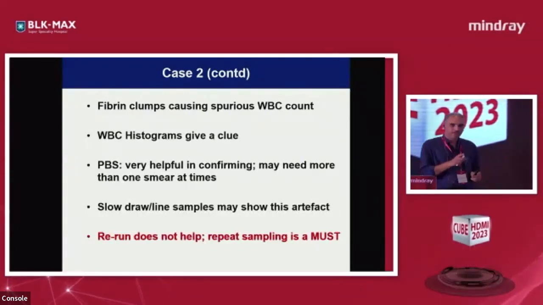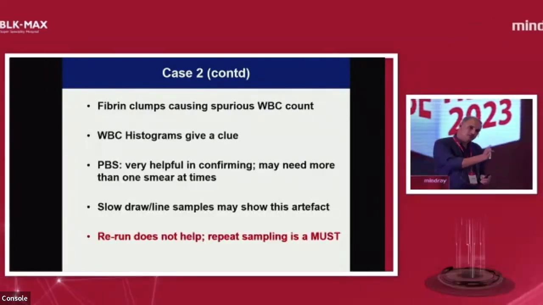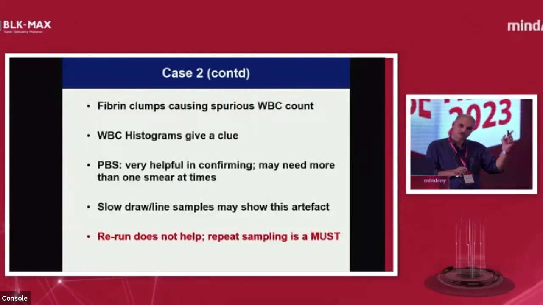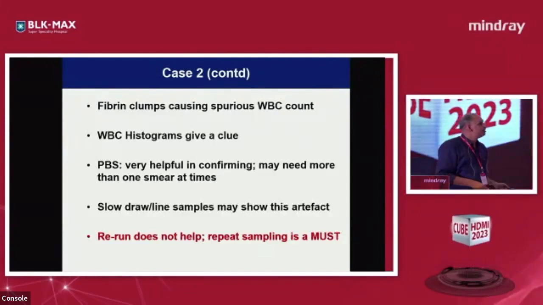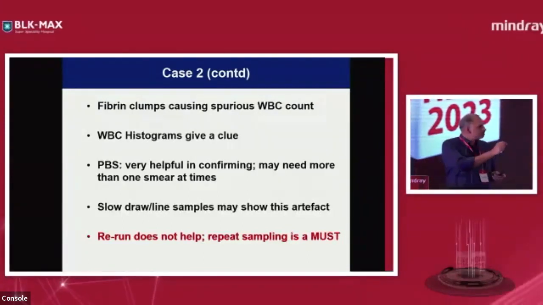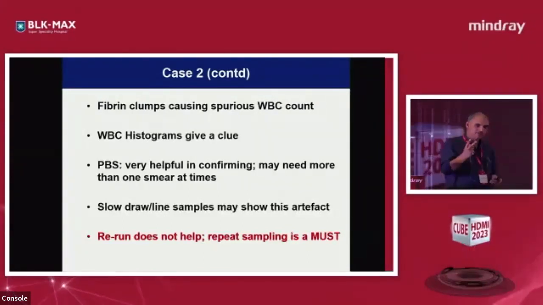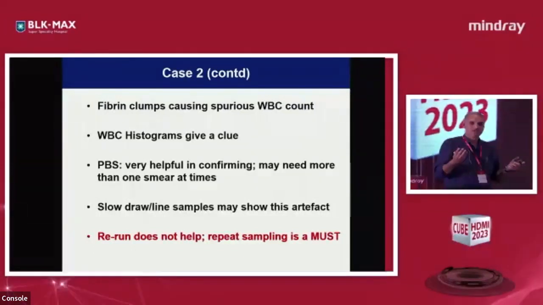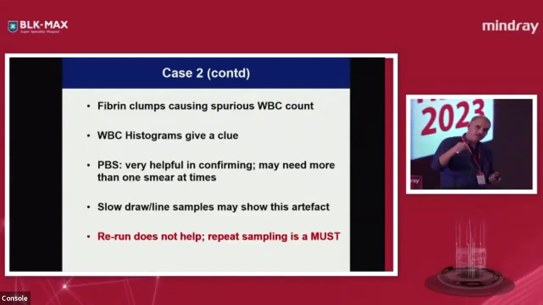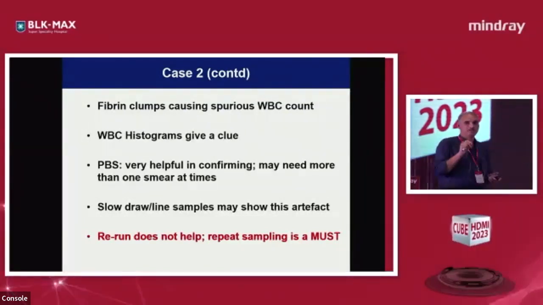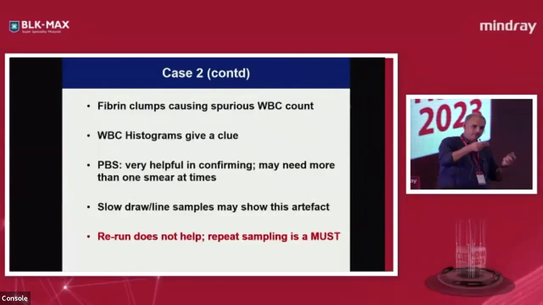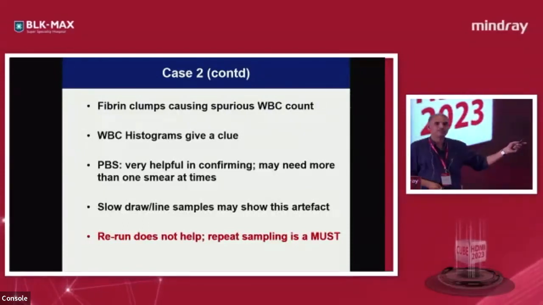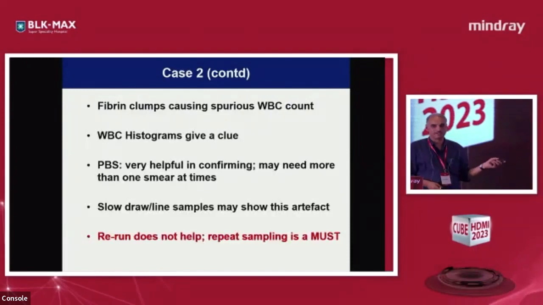So what was this? We got fibrin clumps causing a spurious white cell count. WBC histograms gave a clue, and like I said, towards the end, my technologist used to say, probably we make a smear because this histogram is like that. PBF is very helpful. You may need more than one smear at times. We've had 2 cases where we were convinced the histogram is like that, but no fibrin clumps. We mixed the sample multiple times, made 3 smears, then found it. Fibrin doesn't come in every smear, may settle down, so you need to mix it, try more.